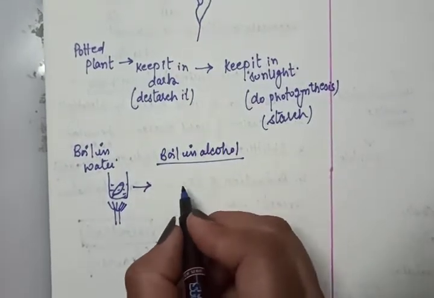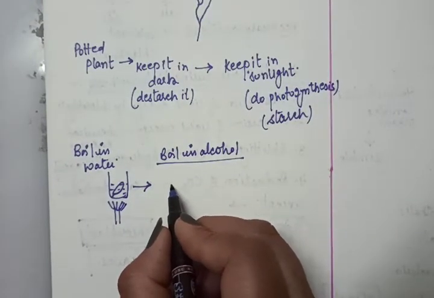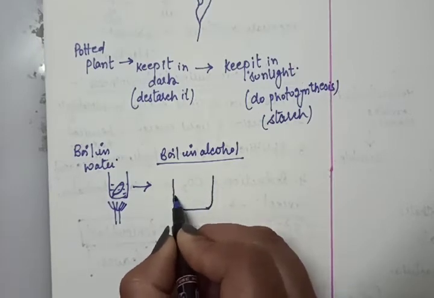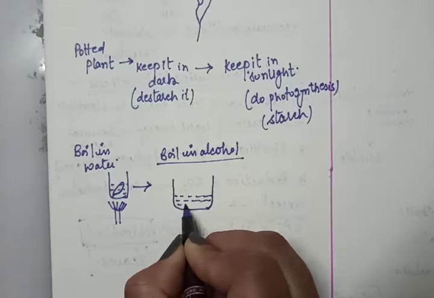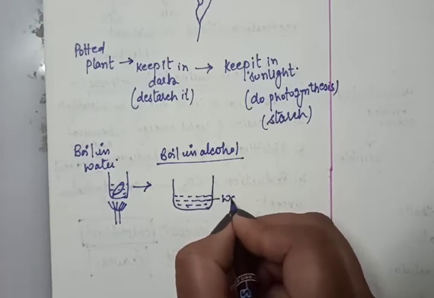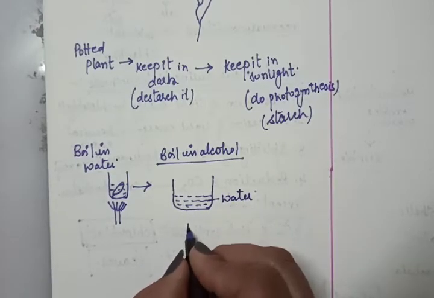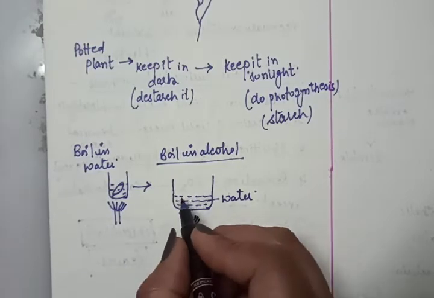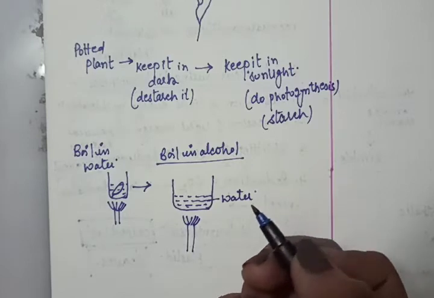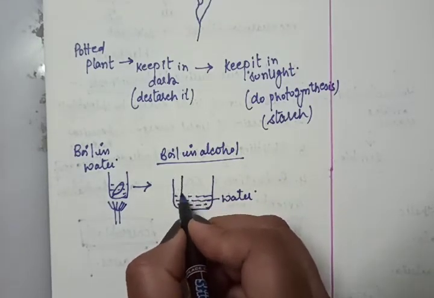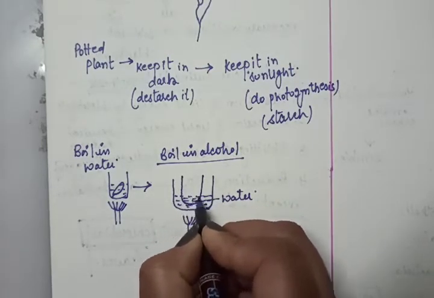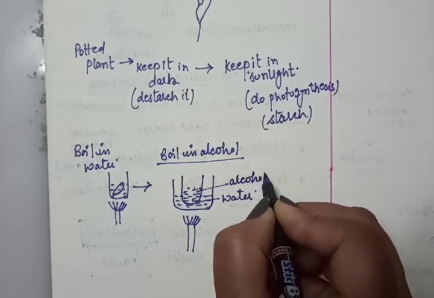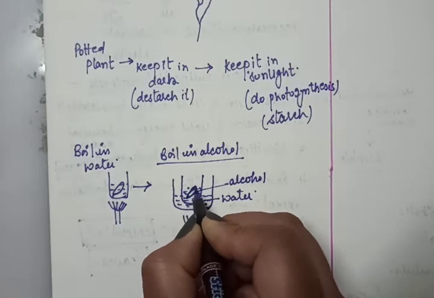Boil in alcohol. For boiling in alcohol, what will we do? Take a big beaker, fill it with water and heat it. Take another small beaker or a test tube, fill it with alcohol and dip the leaf in it.